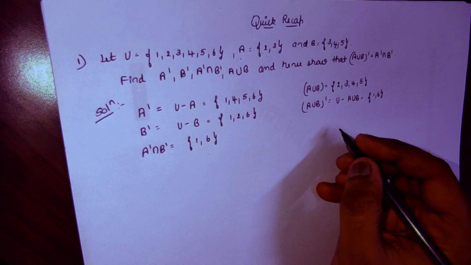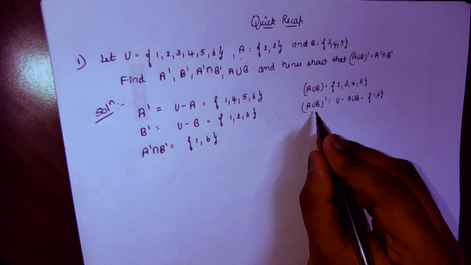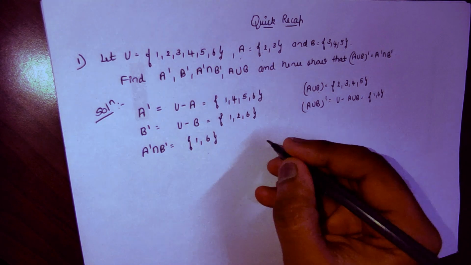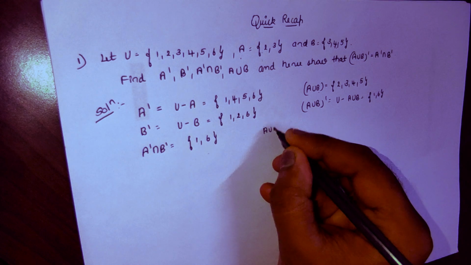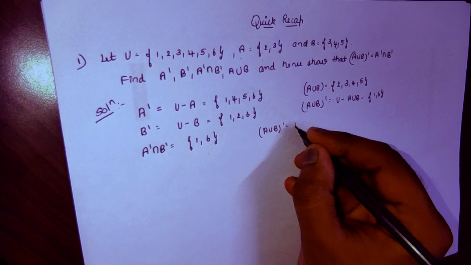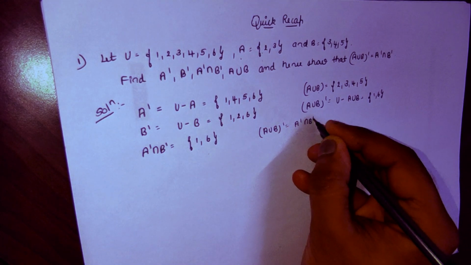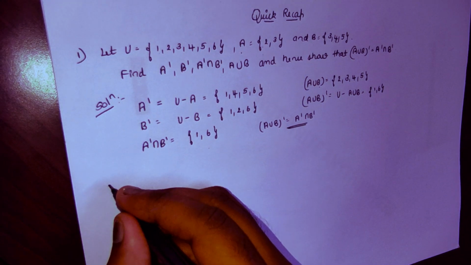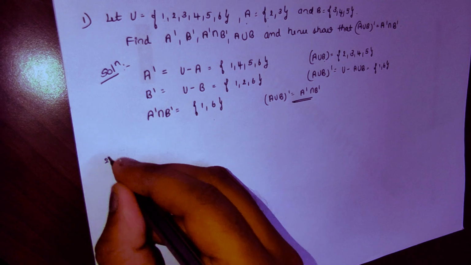By comparing (A union B) whole dash and A dash intersection B dash, we can conclude that (A union B) whole dash is equal to A dash intersection B dash. That itself is the solution. Now let us move into the second question.